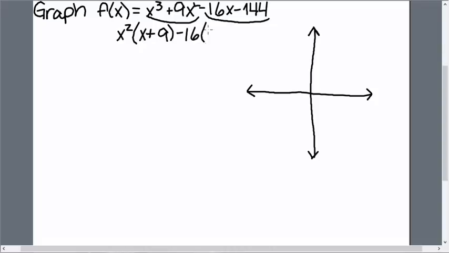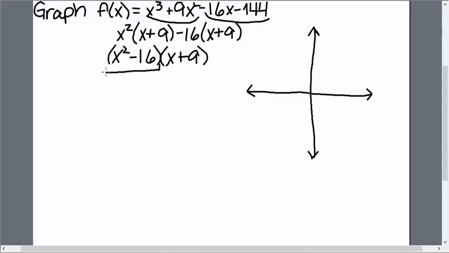Greatest common factor is 16. I get x plus 9 again. So since my parentheses match, I've got x squared minus 16, and in the next one, I've got x plus 9. Now don't forget, we have to find all the zeros. In other words, be on the lookout for differences of squares. Hint, hint, wink, wink, nudge, nudge.